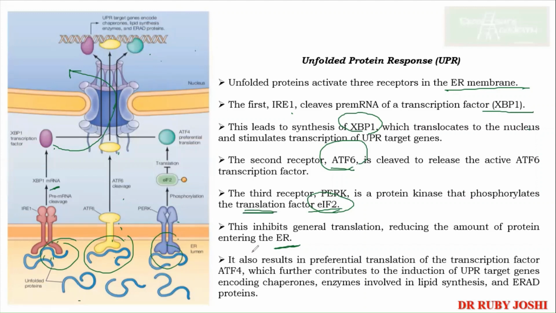Okay, it also results in preferential translation of the transcription factor ATF4, which further contributes to the induction of your UPR target genes encoding chaperones or the enzymes involved in lipid synthesis and ERAD proteins. ERAD क्या था आपका? ER associated degradation. ठीक है, so this is how the unfolded protein response is being regulated.